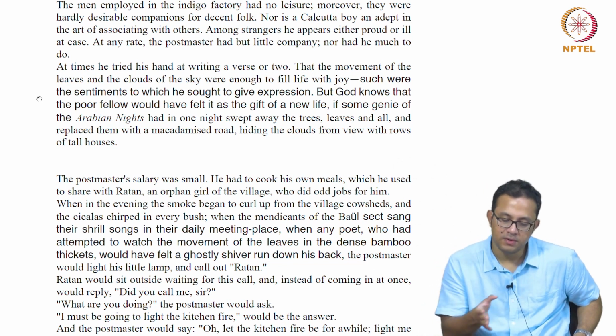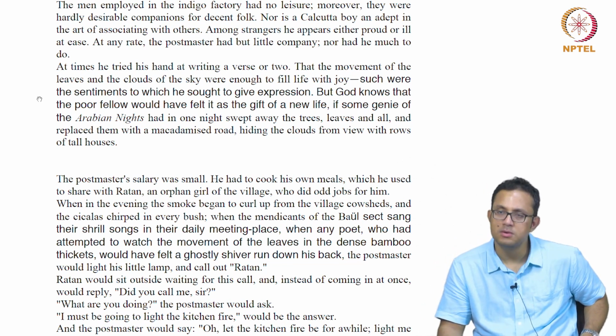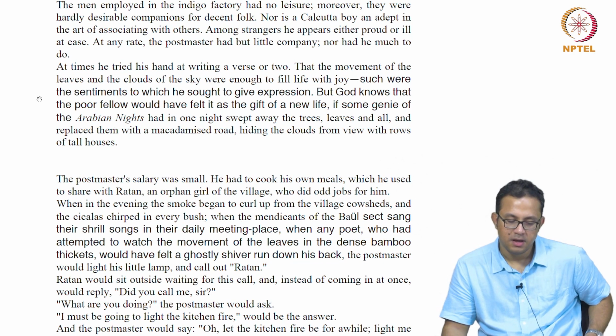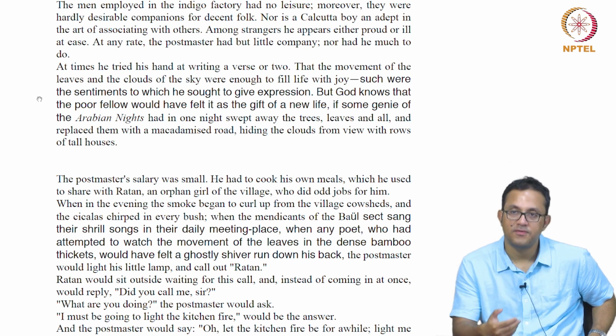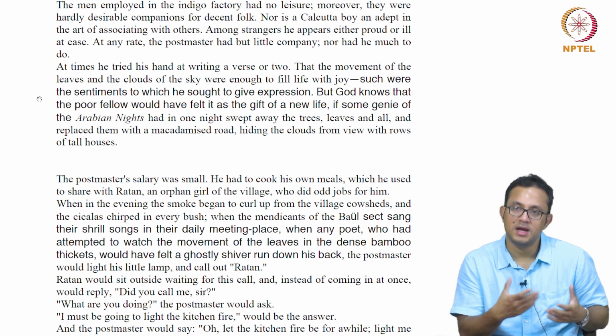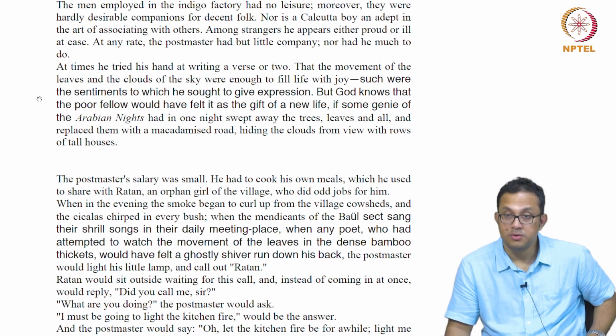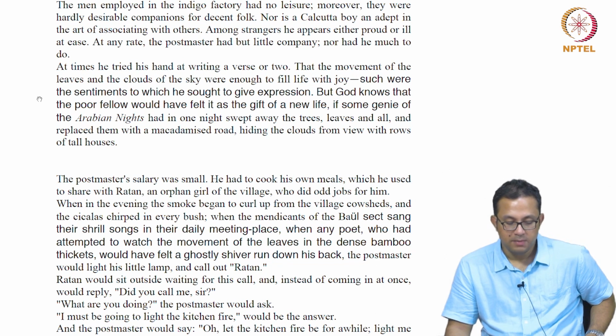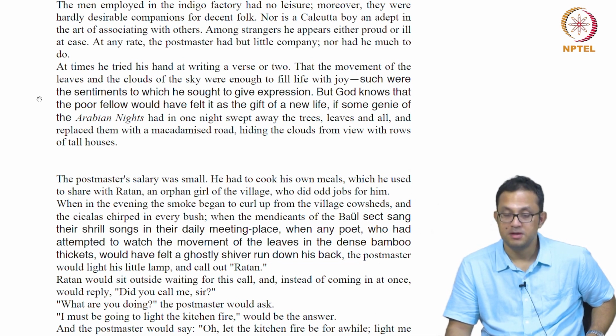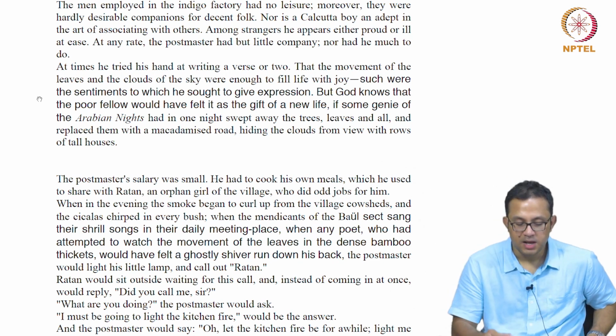So this is again a very typical object in rural Bengal, the earthenware oven, and Ratan's job would be to set fire to the coals in order to heat up the earthenware oven, which would be used in turn to cook meals for the postmaster. So "I must be going to light the kitchen fire" would be the answer, and the postmaster would say, "Oh, let the kitchen fire be for a while, light me my pipe first."